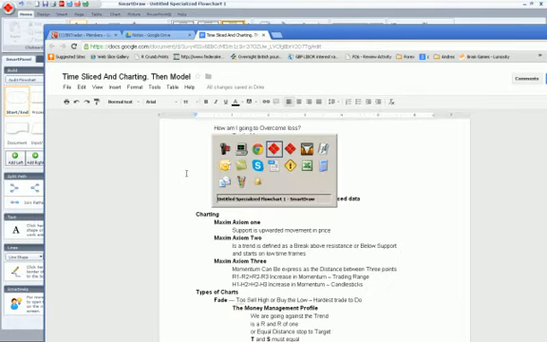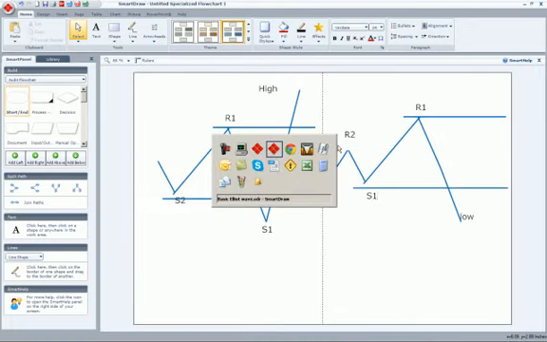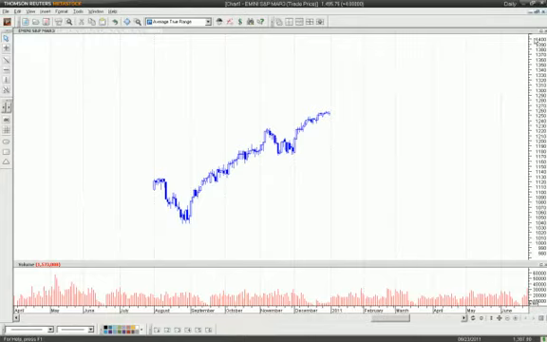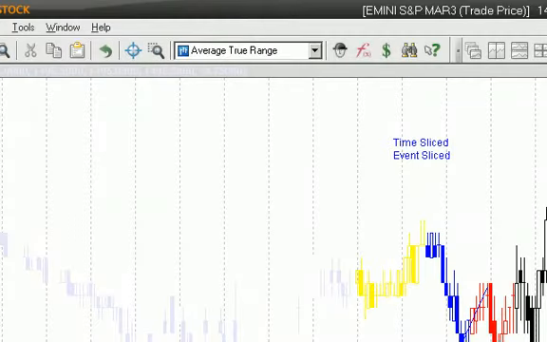Now, let's go back into our document right here. And we said, look at the time of day. Well, I want to show you time slicing by day. So what we're going to do is change this now, and this is time slicing by day. This is the pattern that I'm expecting if there's news.